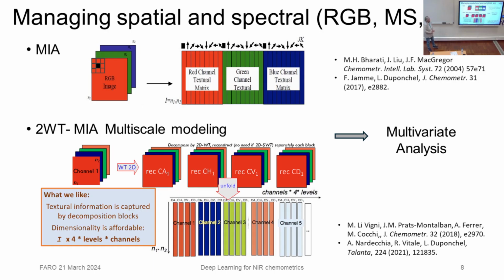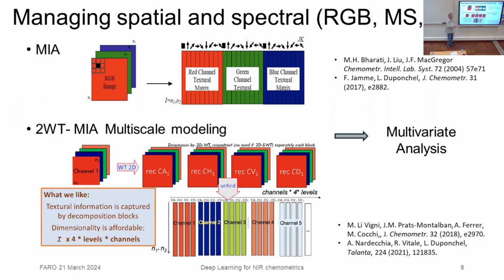And then there have been several proposals on how to take into account both the spatial and the spectral relationships. And this in chemometrics has been done in different ways. And the proposals, I would say, are increasing every day. So this was one of the first multivariate image analysis approaches, the work by Bharati and MacGregor. The idea was simple. We unfolded the image, but then we also added the unfolding of the neighbor pixels.